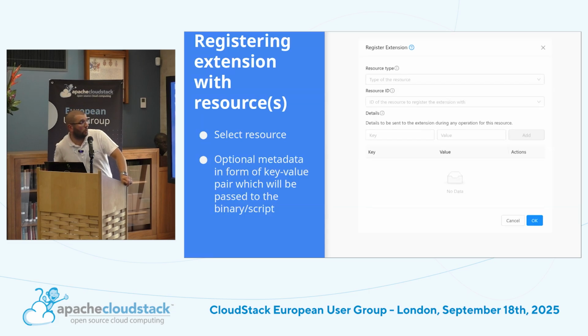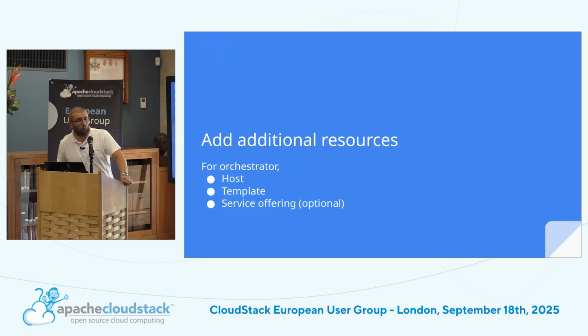Again, here you have the option of using this key and value details. So additional resources can be host, template, or service offering. You have the option of defining service offerings, such as compute offerings, where you define CPU, memory, and so on, that are targeted towards your orchestration extension.